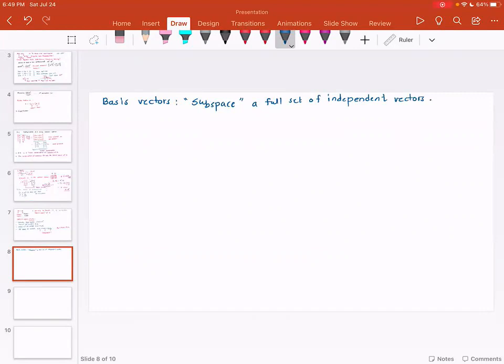So if you think about the XY plane, any point in the XY plane can be written as a combination of I and J. Now, what it means is, let me take a very simple example.